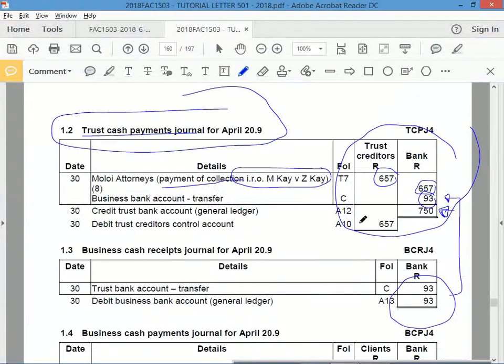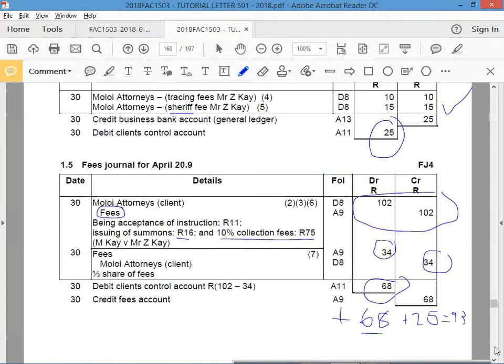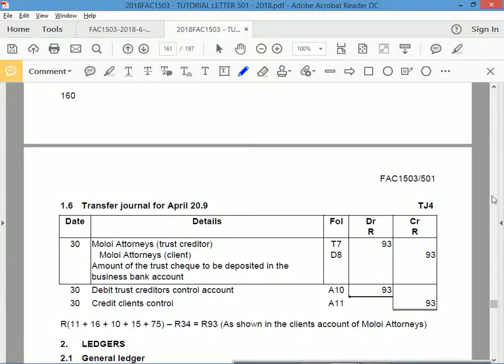We need the two figures. Okay, so the 24,000 was split into which two? Let's go back and have a look.